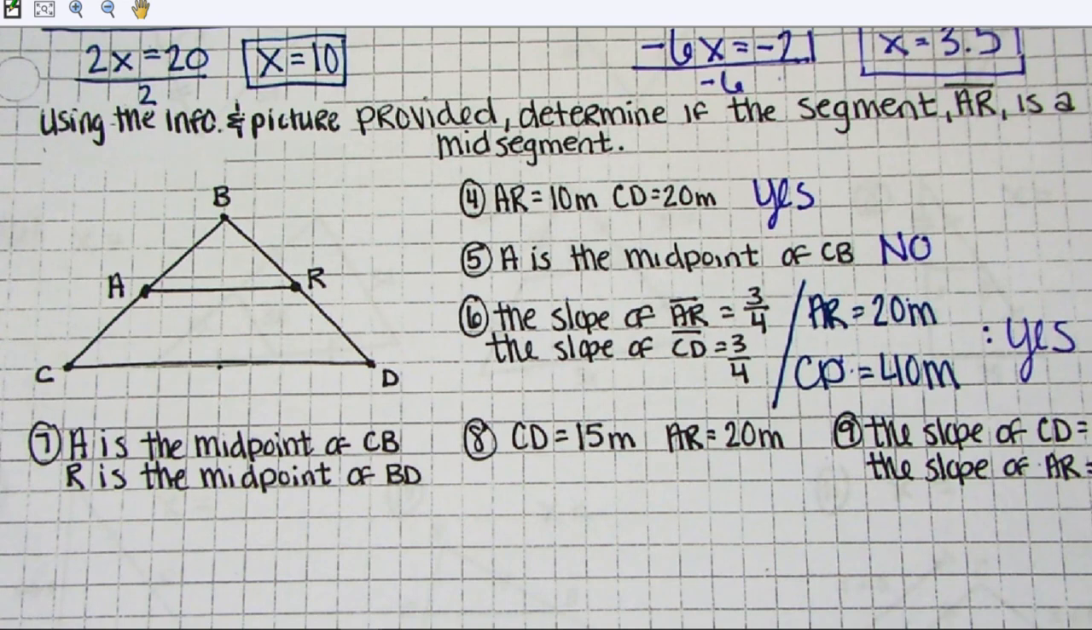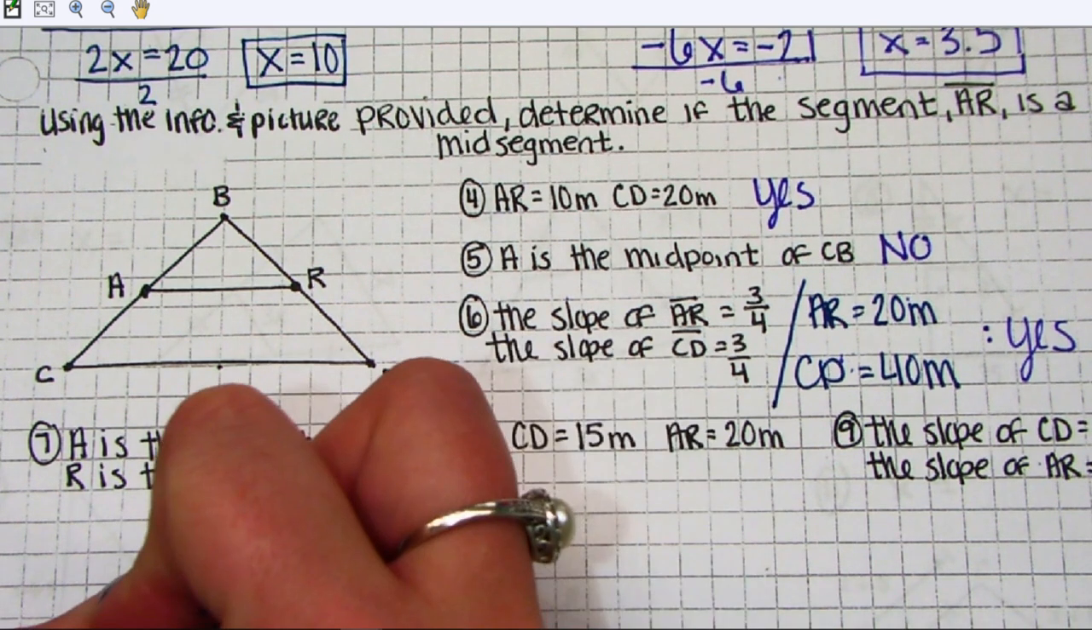What about number 7? A is the midpoint of CB, and R is the midpoint of BD. You sure? How many midpoints should we have? We need 2, so it says A is a midpoint and R is a midpoint. Yeah, that one is true. So it's kind of like number 5, but we've added that additional midpoint in. So this one does work. We've got 2 midpoints.